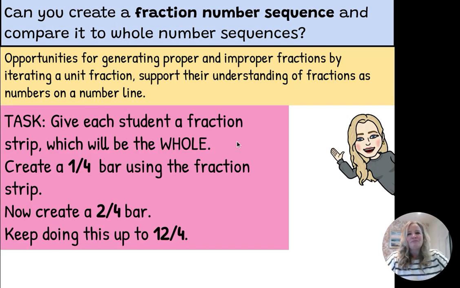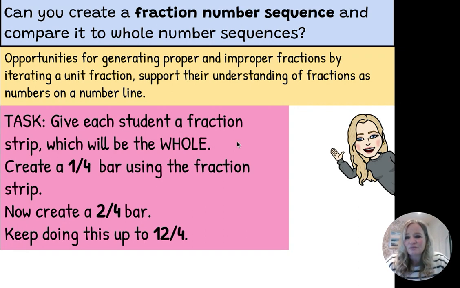So the next stage in the knowledge and understanding in this chapter is about creating a fraction number sequence and comparing it to whole number sequences. There are opportunities for generating proper and improper fractions by iterating a unit fraction on a number line, which supports their understanding of fractions as numbers on number lines, and how they would be ordered in that way.